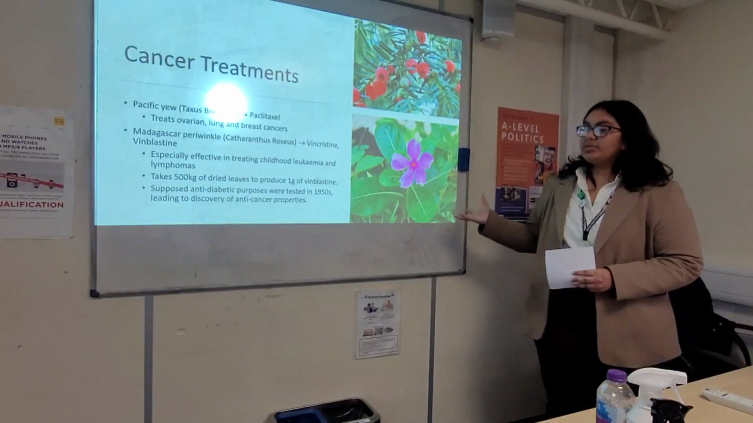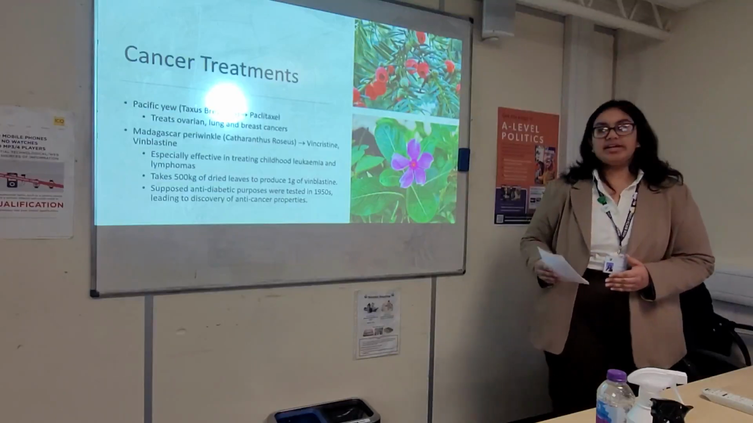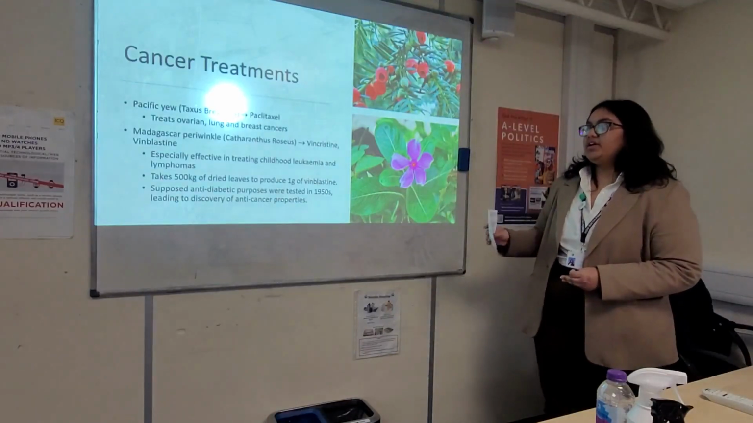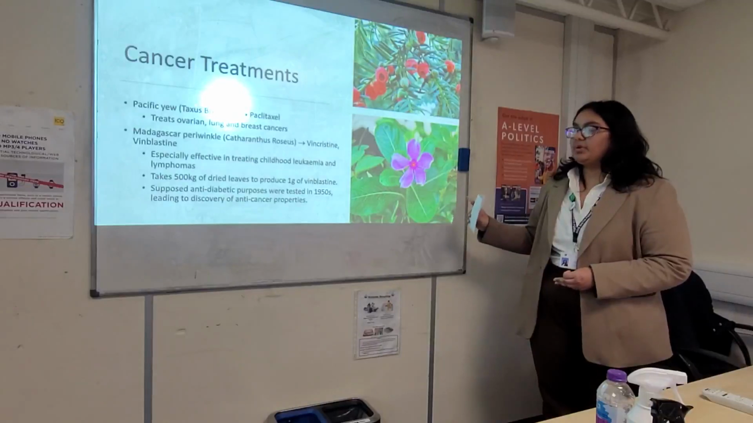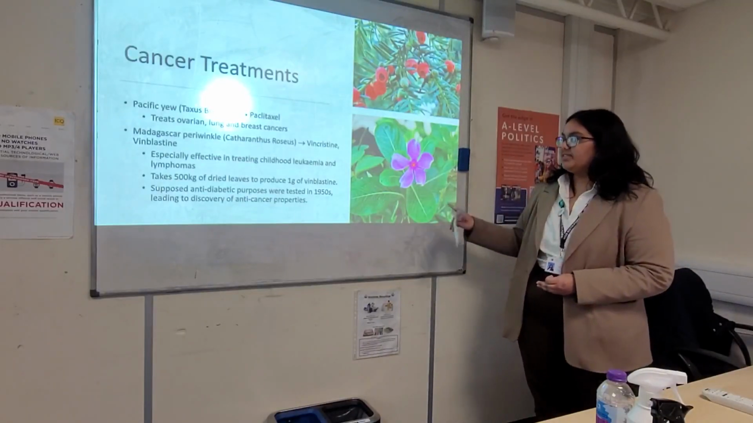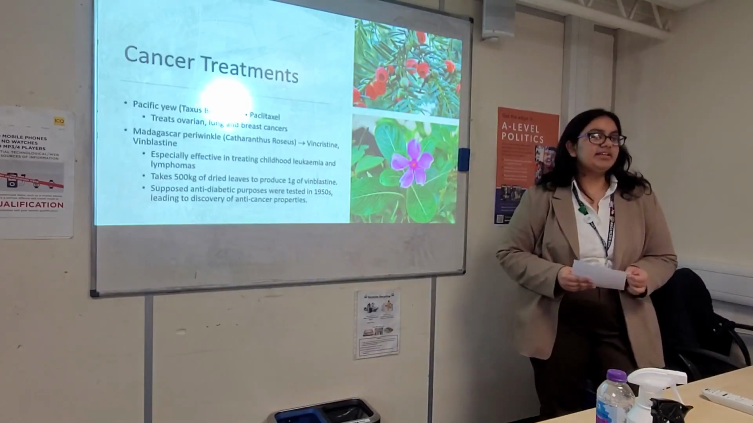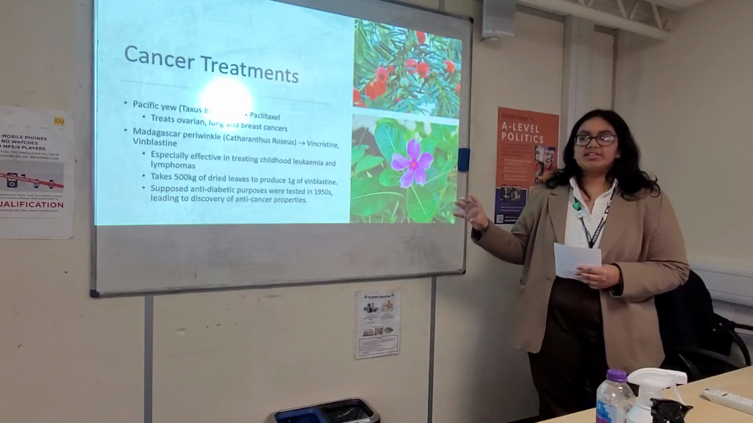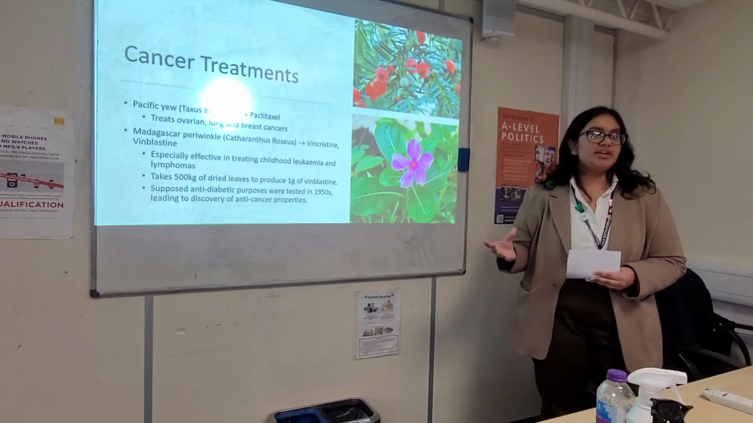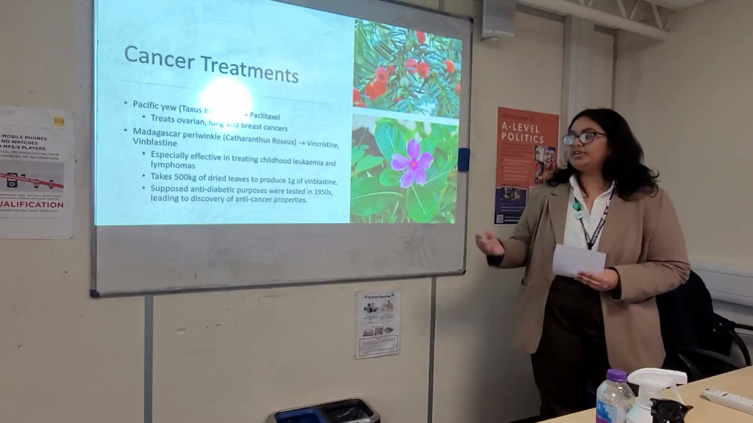Sadly, with certain plants, we don't understand how they make their secondary metabolites, such as vinblastine, which is why we still use the plant itself to make these drugs. So 500 kilograms of dried leaves of the Madagascar periwinkle are used to make just 1 gram of vinblastine, which means that such medicines, even though they're really good and really effective, can't be used in low-income countries where they can't afford it.